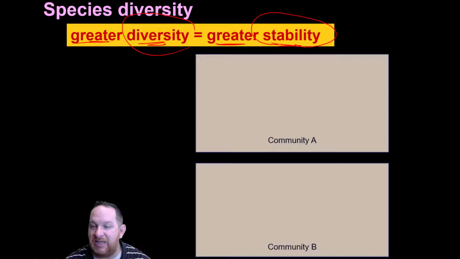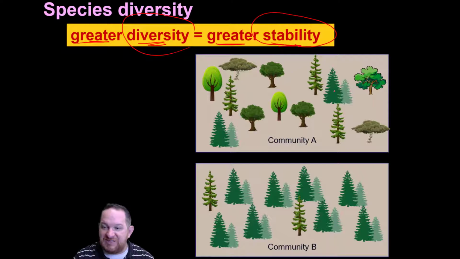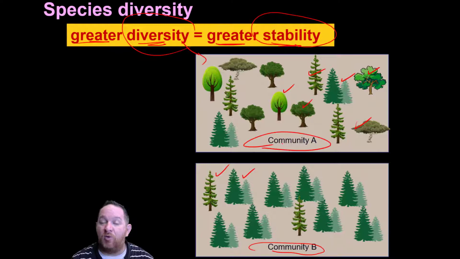So take, for example, community A versus community B. If you look, there's roughly the same number of trees in community A and community B. But in community A, you can see that there's clearly more diversity, right? In B, I see this type of tree and I see this type of tree. That's really all the diversity there is. But up here in community A, we've got that type and that type and that type and that type and that type and that type. So community A, we would say, is a lot more diverse. Thus, it is a lot more stable.